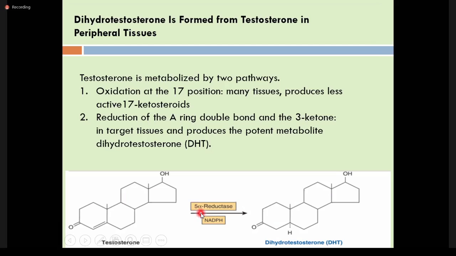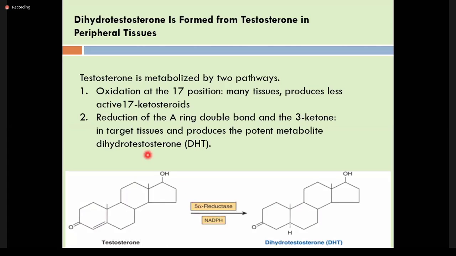So we have a reduction process at this position. And this ring, as you might know, is going to be reduced, and the reduction process requires the presence of the NADPH molecule. This activation can be performed in the testis, the source cells, or in the peripheral cells, the target cells. So the testosterone is going to be metabolized. In fact, it's going to be activated by conversion of testosterone to dihydrotestosterone, and this process is catalyzed by the reductase enzyme.